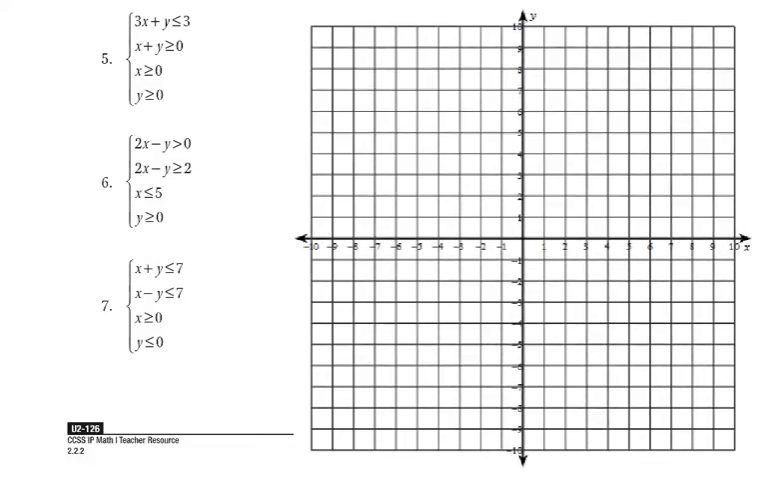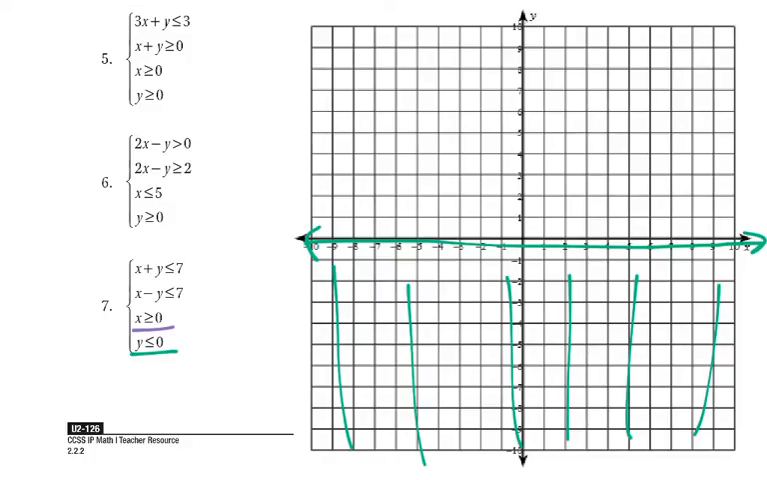Okay, so once again, we start out pretty simple. Y is less than 0, so on the x-axis we're going below because y is less than. Okay, then x is greater than 0, so here, and we go this way because it's greater. Then x minus y is less than or equal to 7.